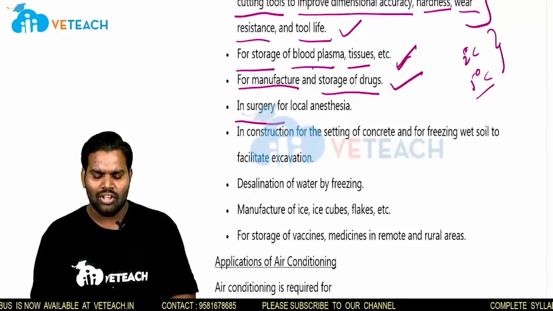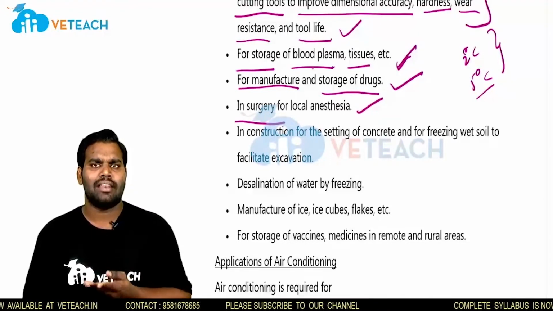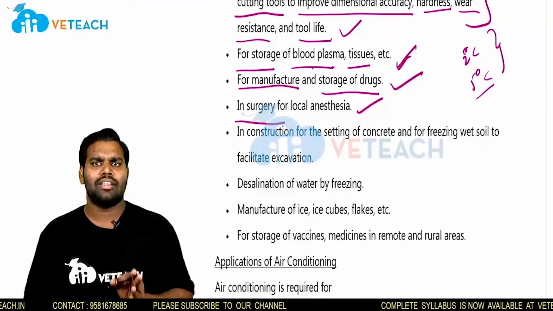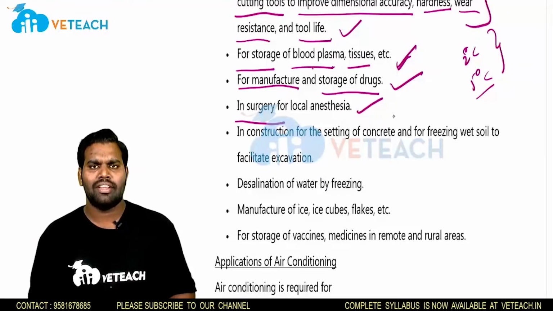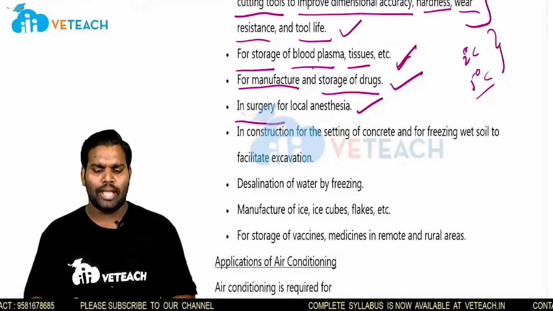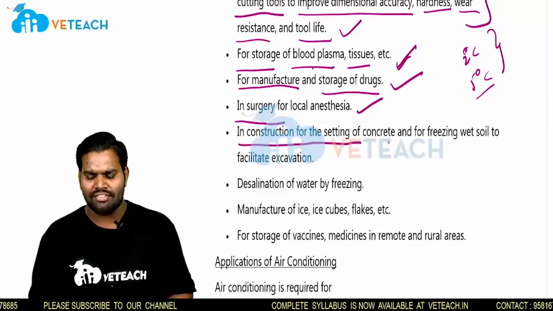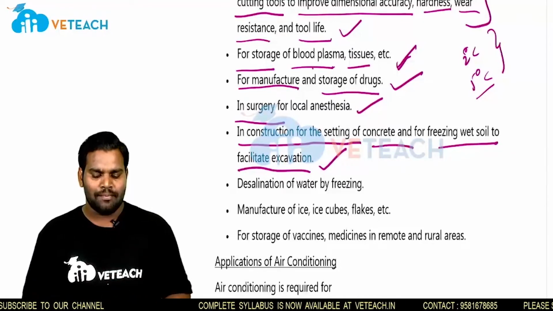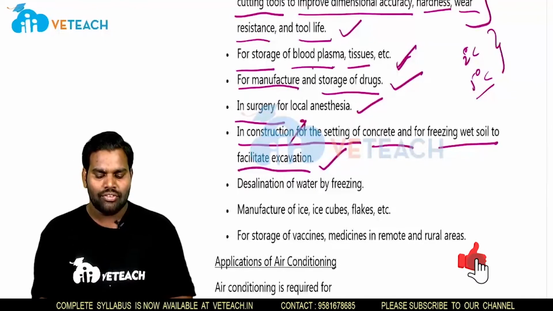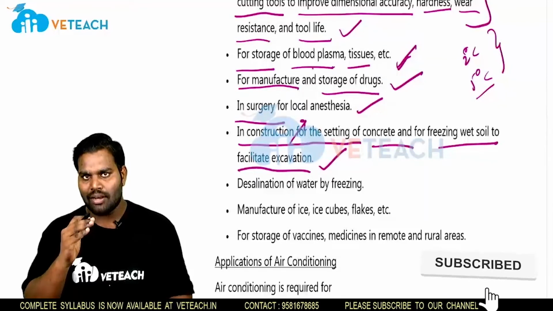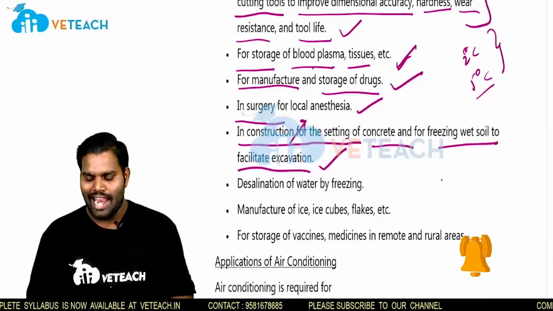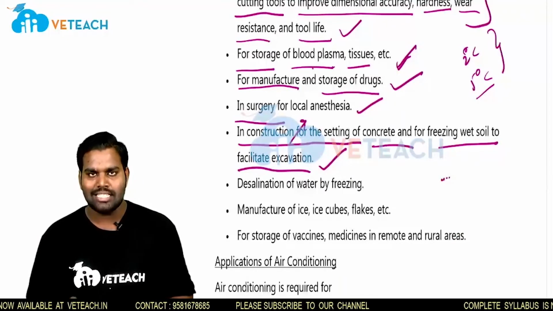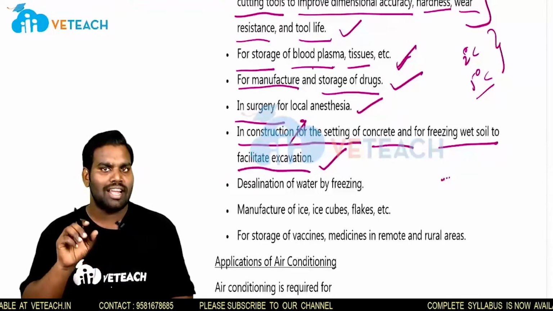Similarly, in surgery for local anesthesia. In the anesthesia process, the body can have a cold temperature. That's the reason we maintain a cold temperature for maintaining a cold body. Coming to construction, for setting of concrete and freezing wet soil to facilitate excavation. In construction, after providing coolness, the particles in that beam become stronger. That means the gap is reduced when we provide cooling to that construction.